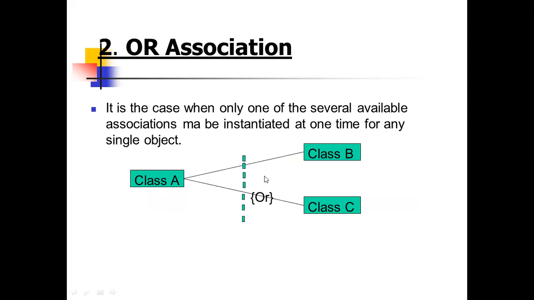Next is OR association. In an OR association, only one of the several available associations may be instantiated at one time for any single object. Here you can see there are three classes: class A, class B, and class C. Either class A is connected to class B or class A is connected to class C. That is an OR association.